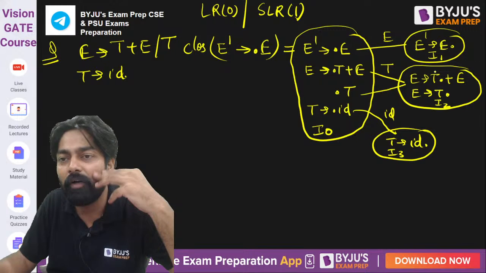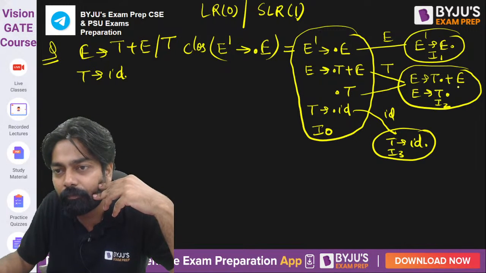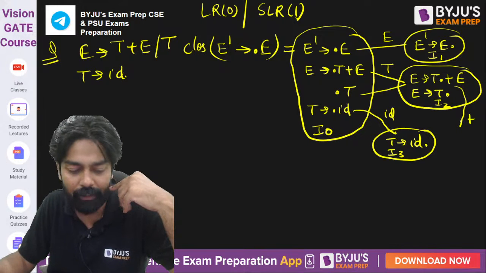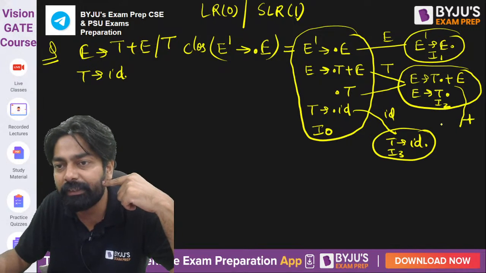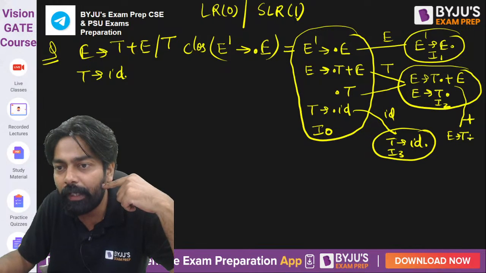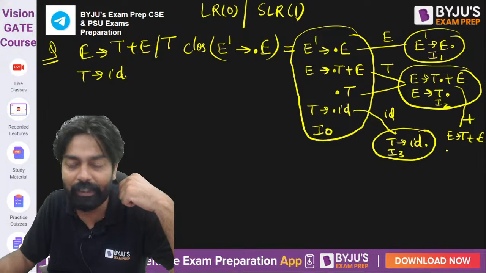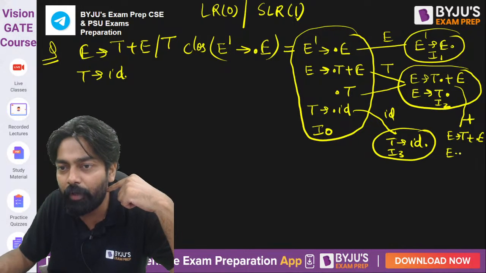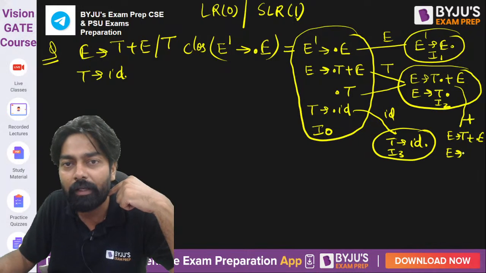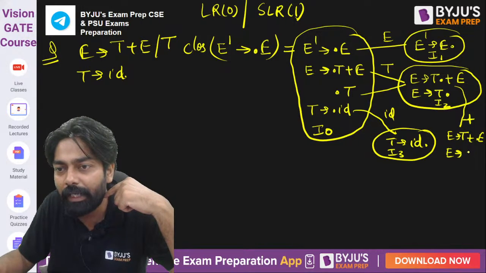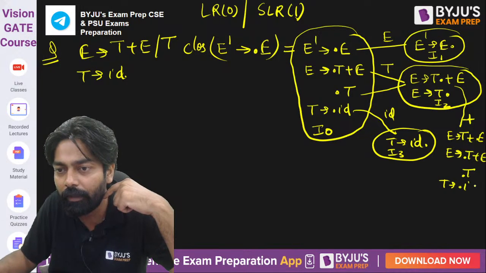Now, what about this one? What is the input here? Plus is the input. It is nothing but E goes to T plus dot E. After the dot what is there? A variable is there. If a variable is there, you need to add the production. So E goes to T plus E, and E goes to T, and you need to put the dot here, and T goes to dot ID. Is that clear, everyone?